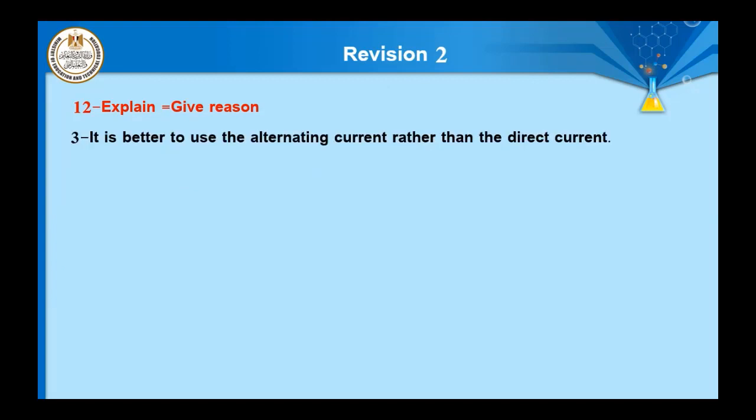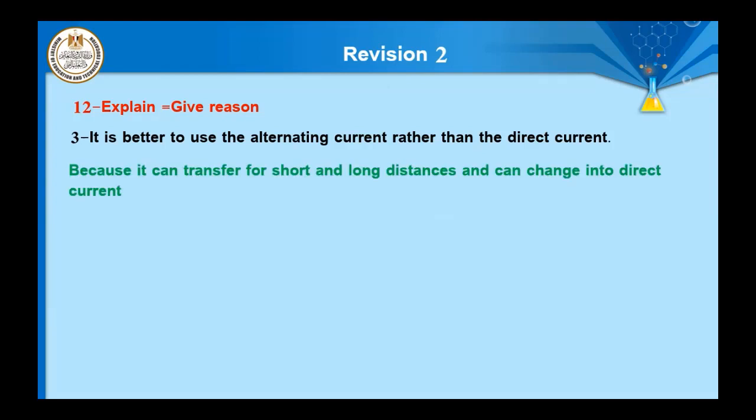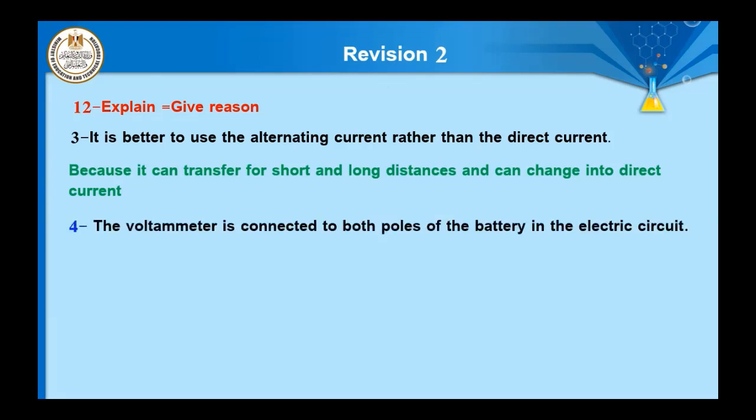Number 3. It is better to use alternating current rather than direct current. We prefer to use alternating current in our houses instead of direct electric current. Why? Because it can be transferred for short and long distances and also can be converted into direct electric current. Number 4. A voltmeter is connected to both poles of the battery in the electric circuit in parallel connection. Why? To measure electromotive force.